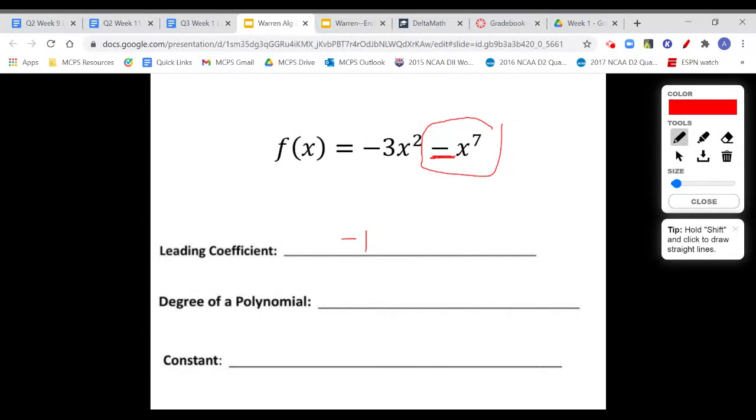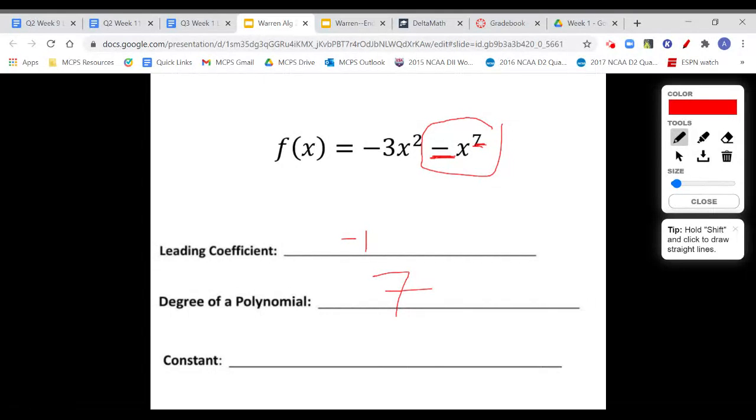Right? I'm subtracting x to the 7th. I only have 1x to the 7th. It's just sitting there. There's just one of them. So I don't bother writing that in. The coefficient is negative 1, not just a negative sign. And then again, degree is that exponent from the leading term, 7.